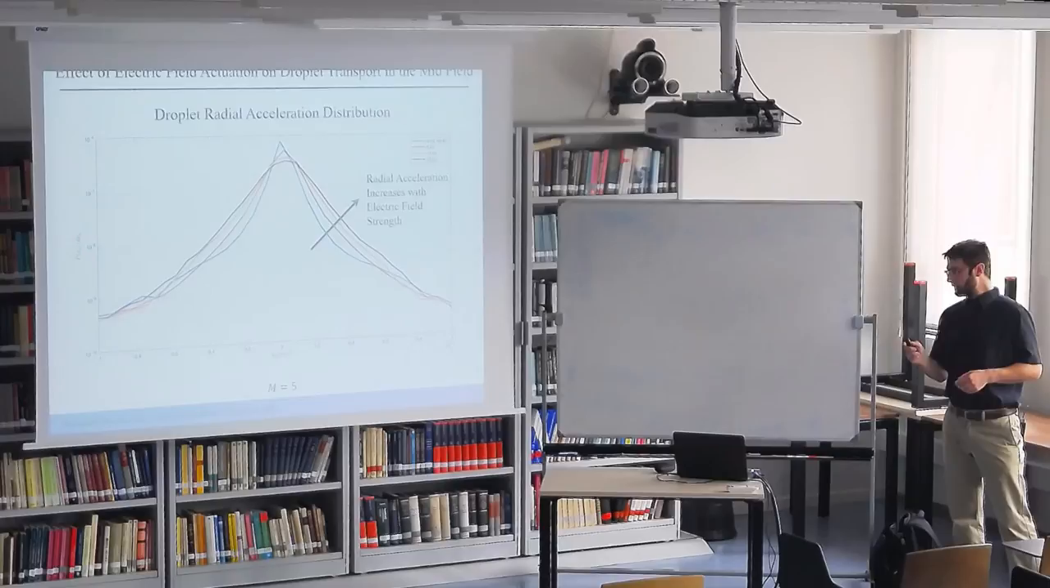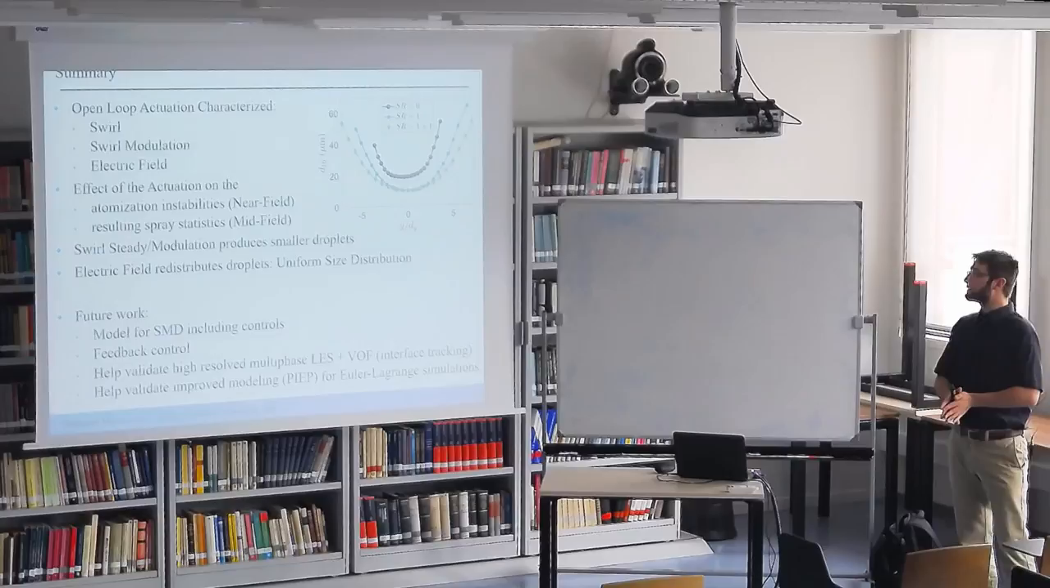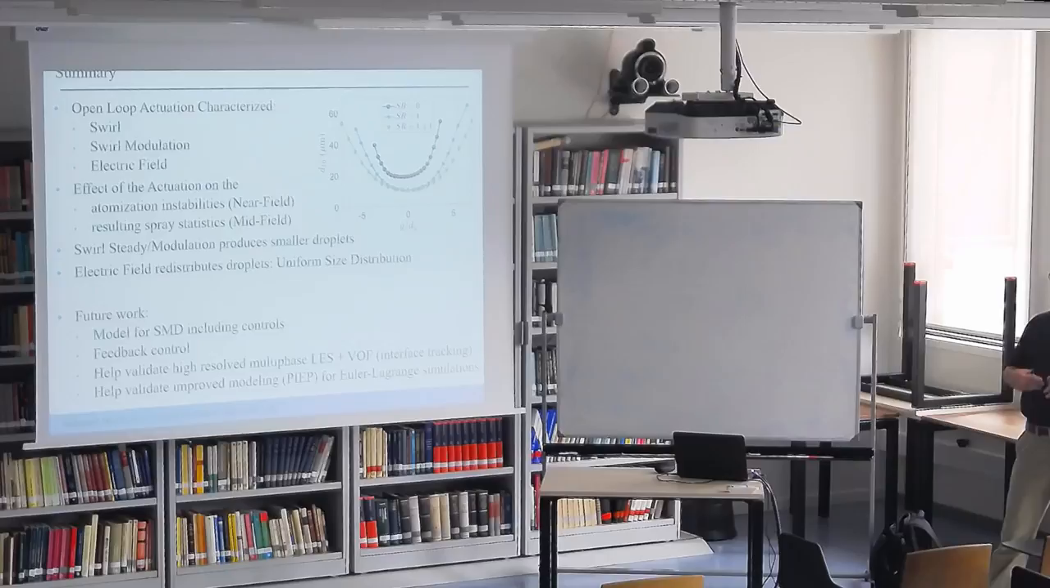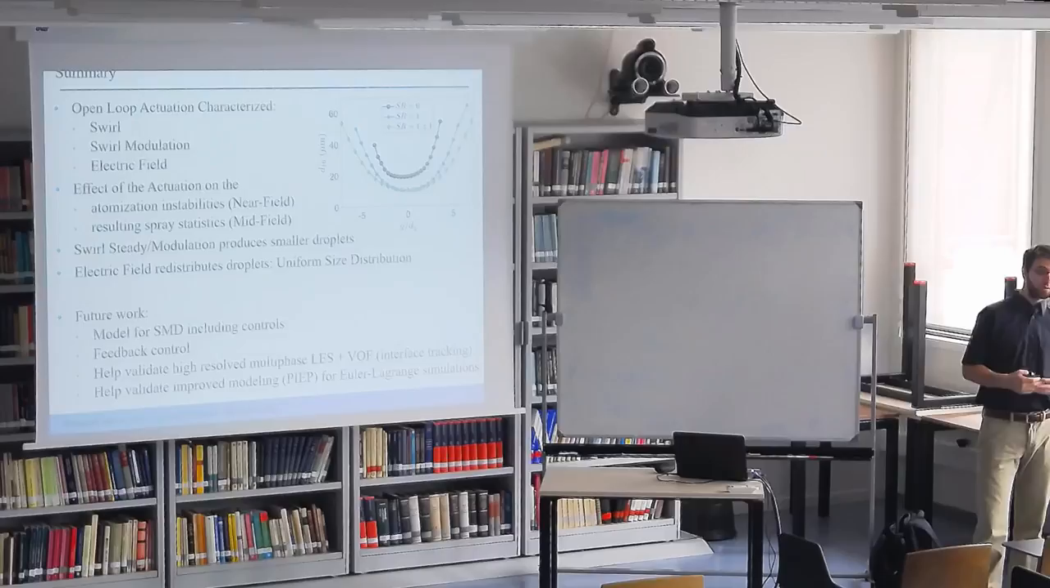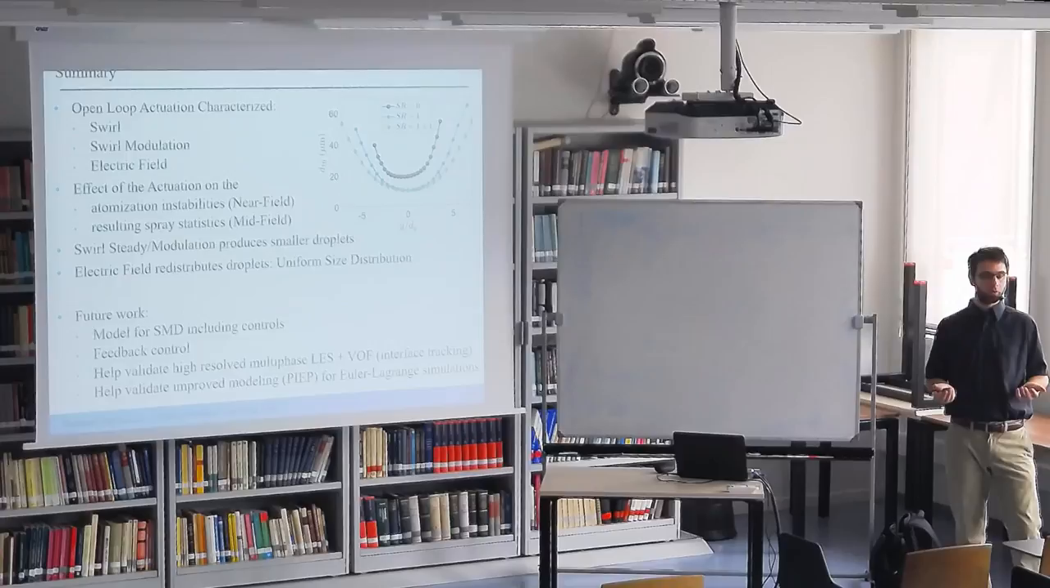I will conclude here by saying that we've characterized the open loop actuation with the swirl being steady or modulated, and how you can further use the electric field to redistribute your droplet distribution and get something that tends to be more uniform. We need to study in more detail the effect of the electric field, see how it differs for drops of different size, and how we can use that to do sorting, for instance.